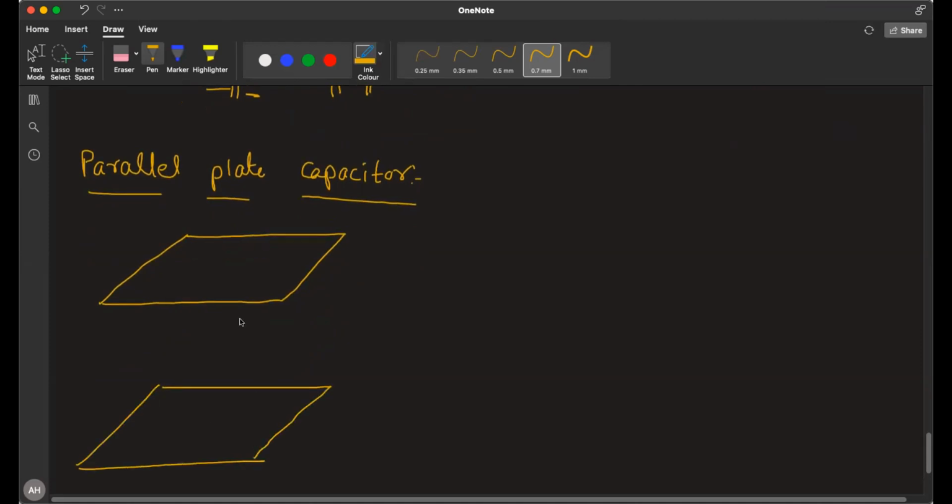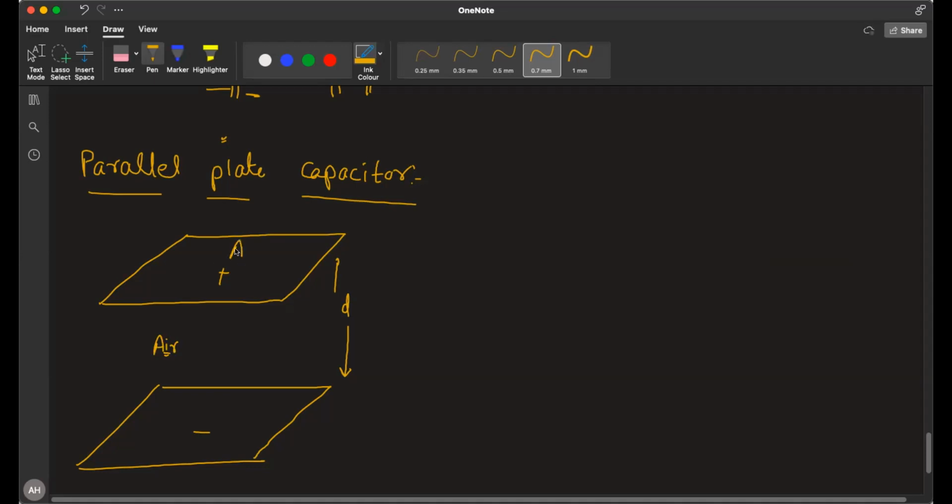These are two rectangular plates. These two rectangular conducting plates make a parallel plate capacitor. One plate has positive charge, another plate will have negative charge. The separation between both the plates is d. This is the capacitor, and the medium between them is some non-conducting medium. For the time being, we can consider that this medium is air. You can have any medium, but for the time being, we will consider that the medium is air.